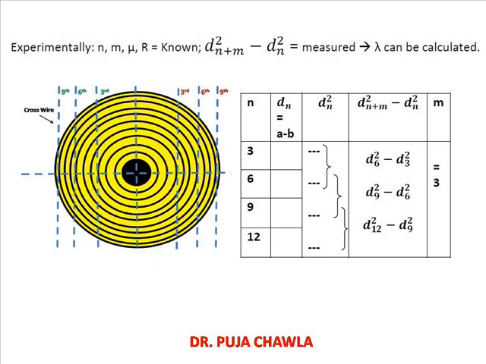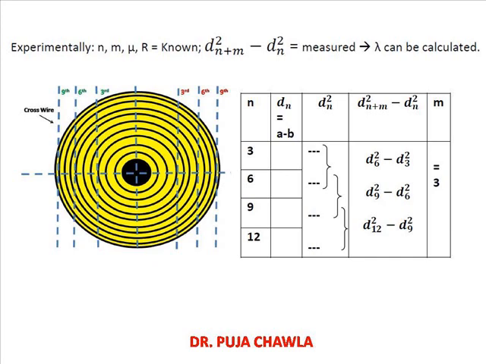This instrument is used to note down the position of the nth dark ring and the position of the n plus mth dark ring. Clear? Now when we have set the Newton rings in the viewing microscope, we will set the crosswire of the viewing microscope on the left hand side, third dark ring. Note the reading using the micrometer.